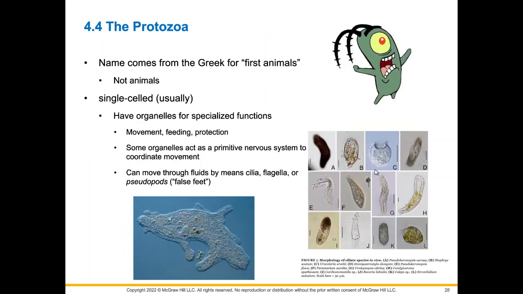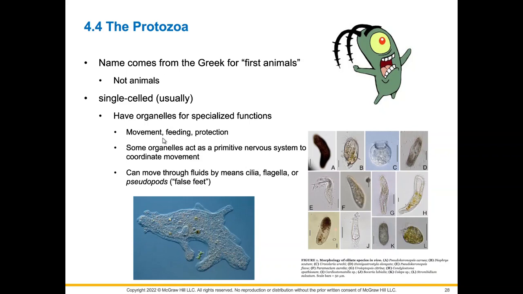All right, moving to the protists now. These protists come from the Greek word for first animals, even though they're not animals. They are typically single-celled. They have special organelles, so they can do special functions like other eukaryotic cells. They have organelles for moving, feeding, and protection. Some of them even have a relatively primitive nervous system to help coordinate their movement so it's not random.